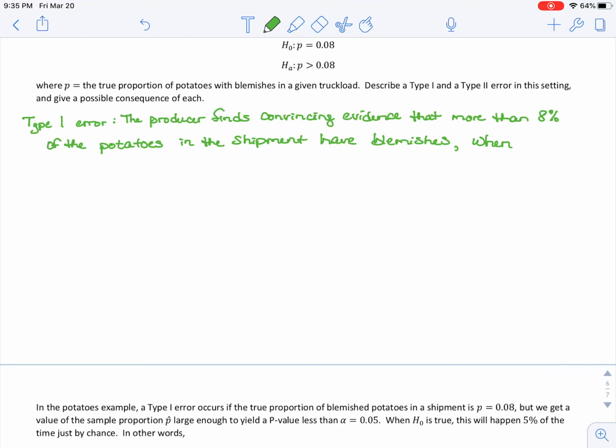But I need to describe that that is the wrong choice, which is what makes this an error. So the true proportion really is 8%. So I just basically rejected the null when it was a true statement. I rejected a true null hypothesis. That's a type 1 error. If this happens in this problem, he's basically saying, yeah, I have evidence that it's more than 8%. Send this entire truckload away. But it was an acceptable truckload of potatoes. It really was only 8%.